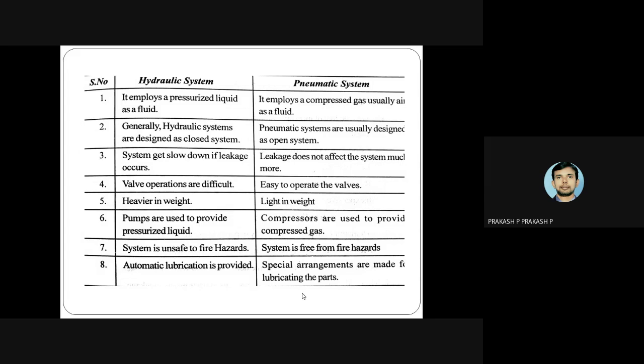The final thing is that automatic lubrication is provided in a hydraulic system because we are using hydraulic oil, which is supplied to the entire system from the direction control valve to the cylinder, that is the actuator. In a pneumatic system, we have to make a special arrangement for lubricating that part. So these are the major differences between hydraulic and pneumatic systems.